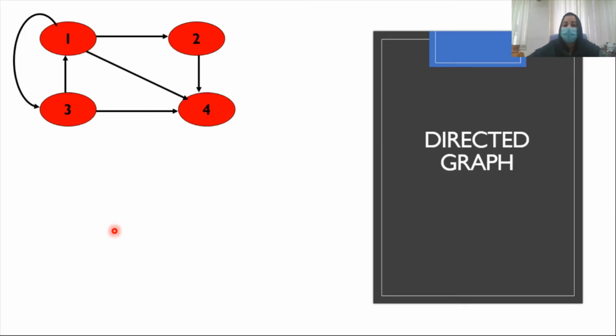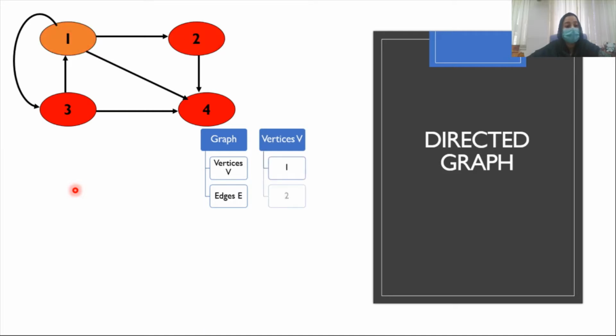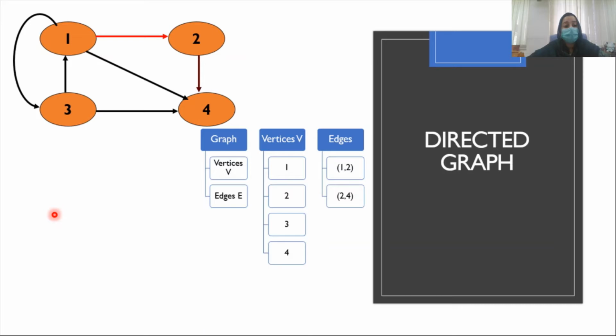The directed graph. In a directed graph, the edges have a certain direction. That means we can only go from 1 to 2 and not the other way. We cannot go from 2 to 1 because there is no edge with that direction here. In this particular directed graph, we have vertices 1, 2, 3 and 4, and then we have some directed edges, such as an edge from 1 to 2, an edge from 2 to 4, an edge from 1 to 3, an edge from 3 to 1, 1 to 4 and 3 to 4. So this is a directed graph.